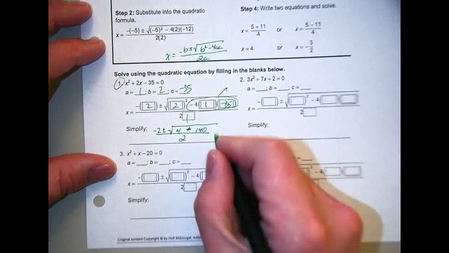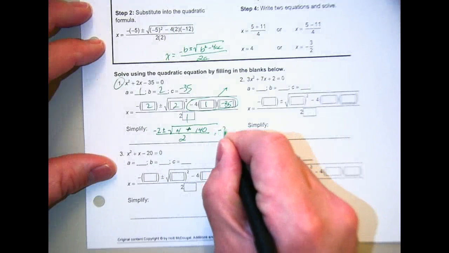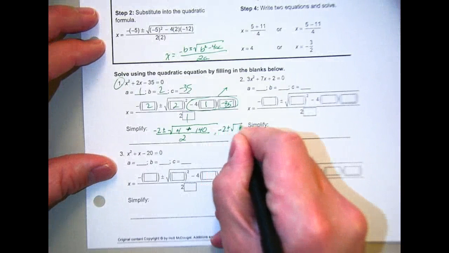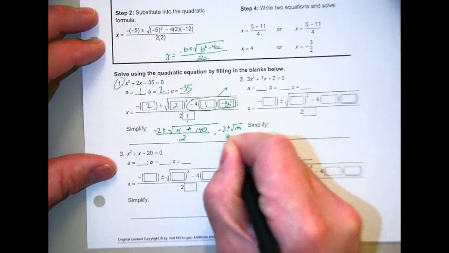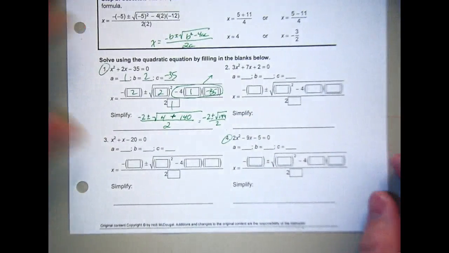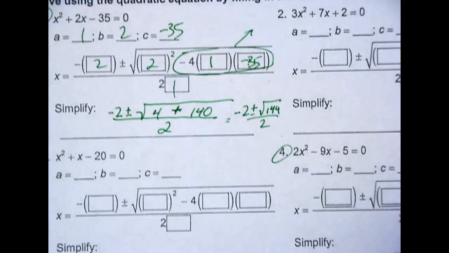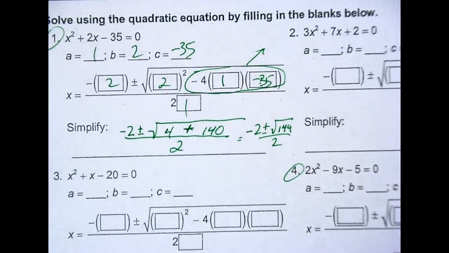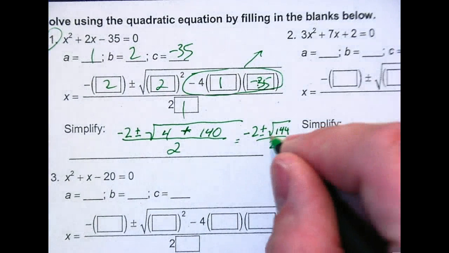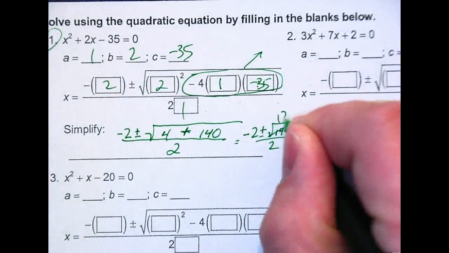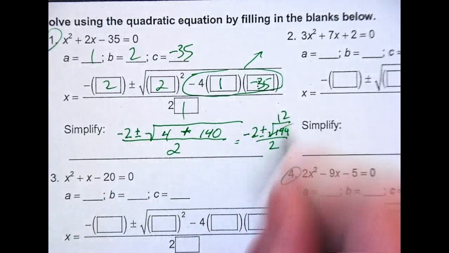Okay, keep simplifying it. That's negative 2 plus minus root 144 over 2. What do we know about 144? What's so special about the number 144? Brennan? Yeah, the square root of it is 12. It's a perfect square. So we actually have negative 2 plus minus 12 over 2.